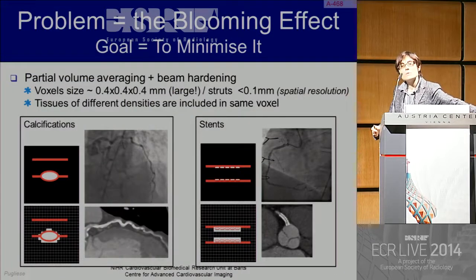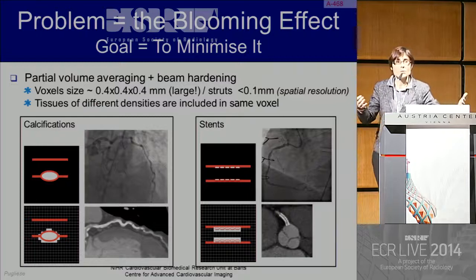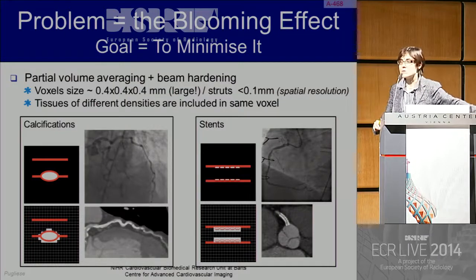What is the problem we encounter when we image patients who have bulky calcifications in the coronary arteries, or who have previously implanted stents? This is something we normally call, as clinicians, the blooming effect, which describes the visual impression we have when we look at images which contain calcium or stents. These structures typically look, to our eyes, bigger than they actually are.